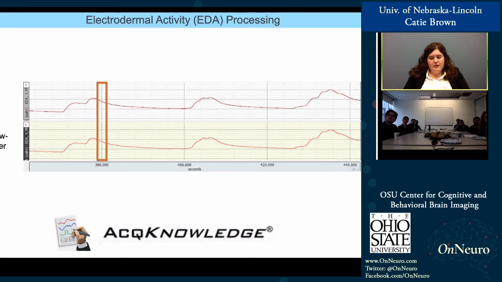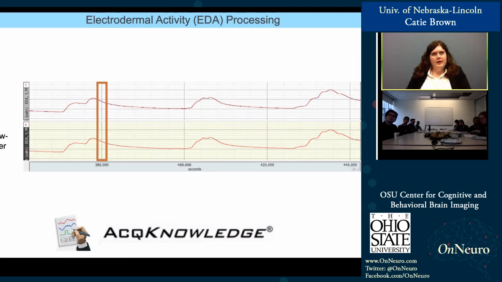There is something that you can do offline. So if you do see that and it's just at one time point, you can connect the 2 points of the waveform, and AcqKnowledge will do that automatically for you. But if it's jaggedy throughout the whole session, unfortunately that does happen, and you would just have to exclude that participant from the analyses.